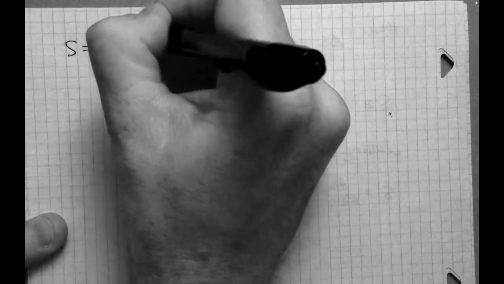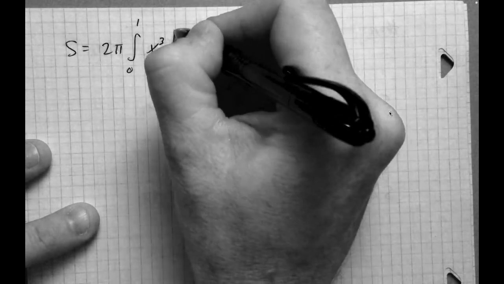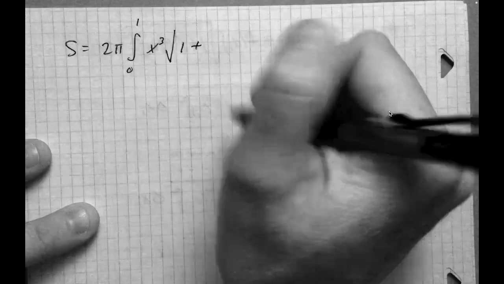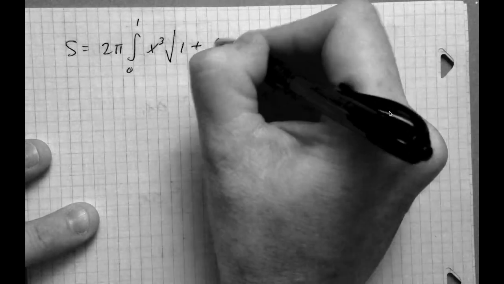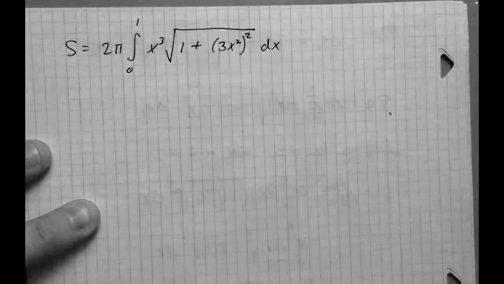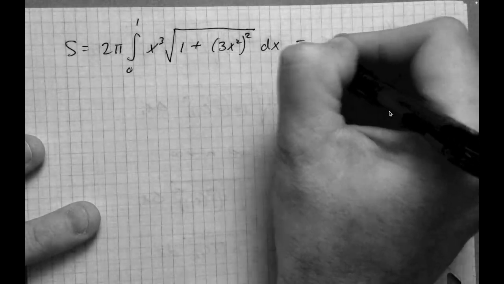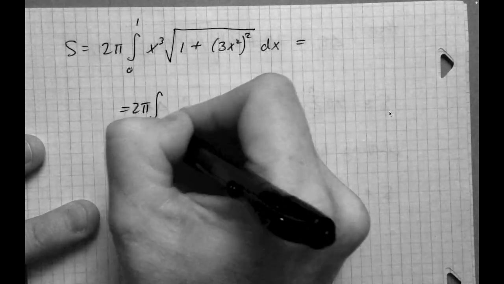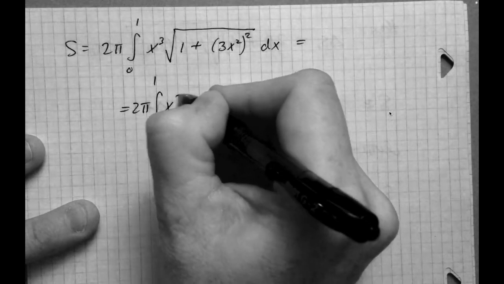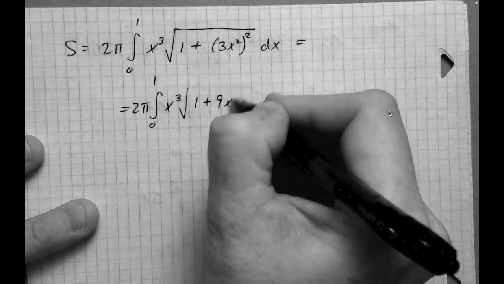And so let's do this integral quick. So s equals 2 pi, the integral from 0 up to 1, and r of x we said was x cubed, and then it's the square root of 1 plus f prime of x squared, which was 3x squared. So we need to square that, just like so. Okay, perfect, this is 2 pi, 0 to 1, and we can write this as x cubed times the square root of 1 plus 9x to the 4th.